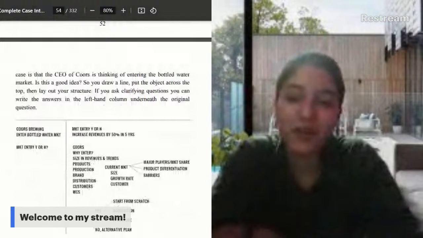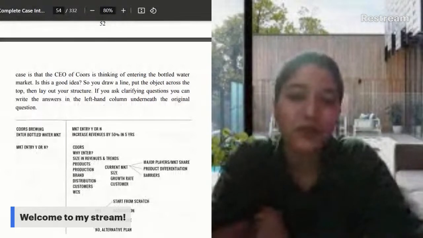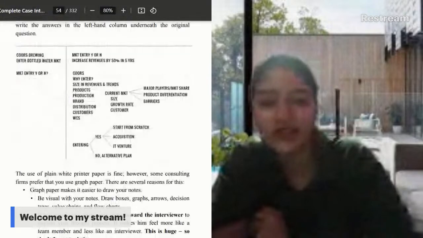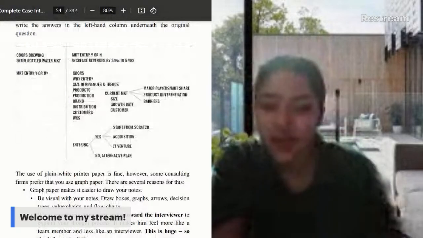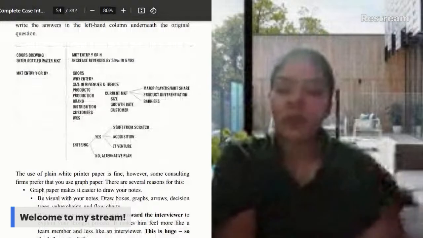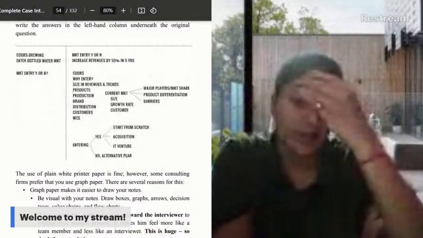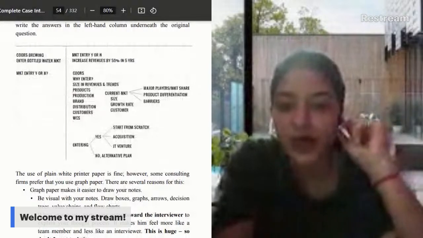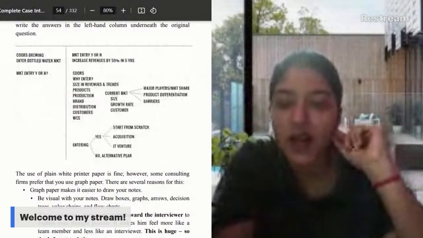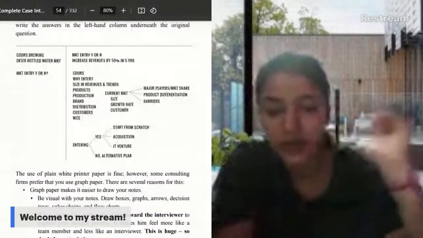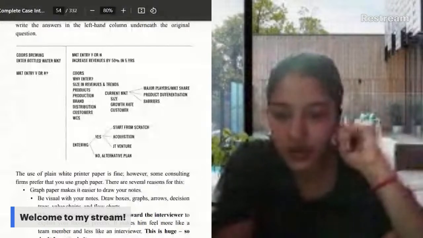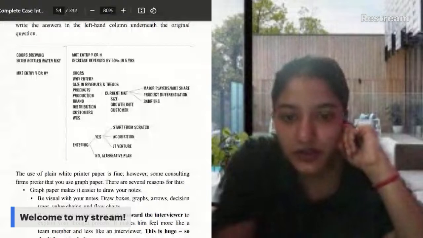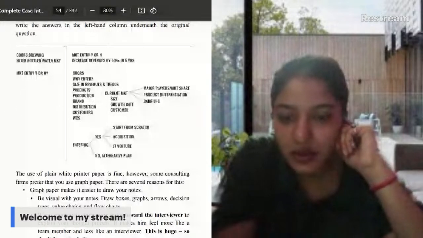So you draw a line, put the objective across the top, then lay out your structure. If you ask questions, you can write the answers in the left-hand column underneath the original question. Bottled water market entry, yes or no. So that's how you draw the chart. Market entry, yes or no. Increase revenues by 50% in 5 years. Why enter? Size, revenue and trends. Products, production, brand, distribution, customers, weighted average cost, I guess. And market size, growth rate, customers, current market, major players, market share, product differentiation, barriers to entry. Then how: start from scratch, acquisition, joint venture, no alternative plan.